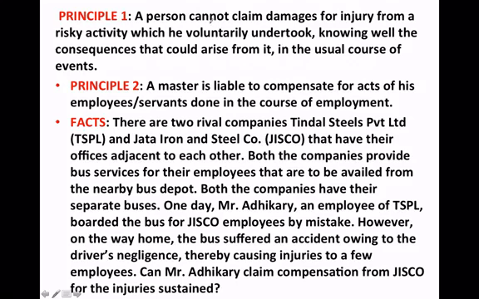Here the principle says a person cannot claim damages for injury from a risky activity which he voluntarily undertook, knowing well the consequences that could arise from it in the usual course of events. What does this mean? It means that a person cannot claim any money from someone if he voluntarily undertakes a risky activity, if he himself puts himself in harm's way, when he knows what harm can come from that activity. But this should be in the usual course of events or how normal activities work and not in unusual circumstances.